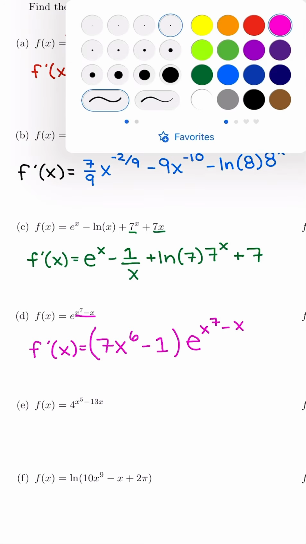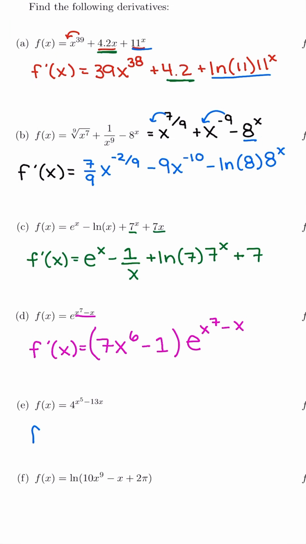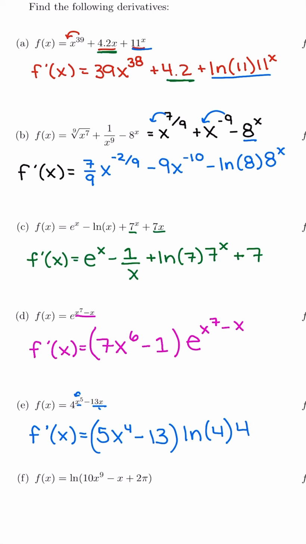The one below that is quite similar, but we don't have base e, we have base 4. Our derivative f prime of x would still start with the derivative of the power. Derivative x to the 5th is 5x to the 4th. Derivative of negative 13x is negative 13. There's the whole derivative of the power. Only difference is now we need ln of our base since it's not base e, so we have ln of 4 times 4 to the original power. 4 to the x to the 5th minus 13x.